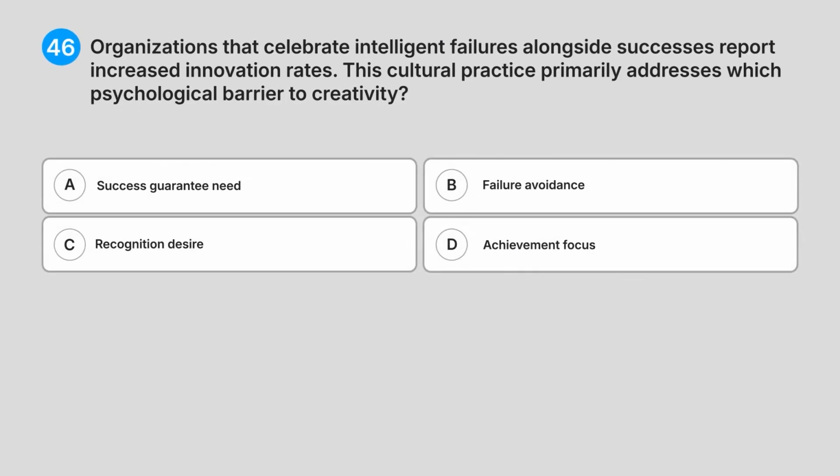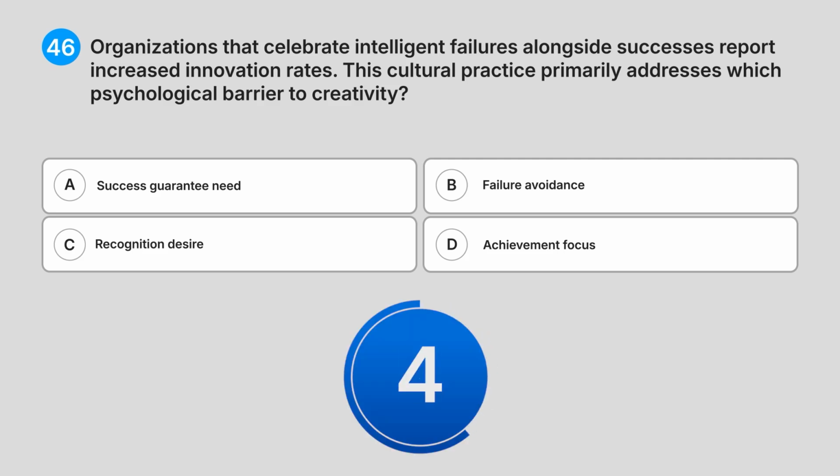46. Organizations that celebrate intelligent failures alongside successes report increased innovation rates. This cultural practice primarily addresses which psychological barrier to creativity? A. Success guarantee need. B. Failure avoidance. C. Recognition desire. D. Achievement focus. Can you guess the answer?